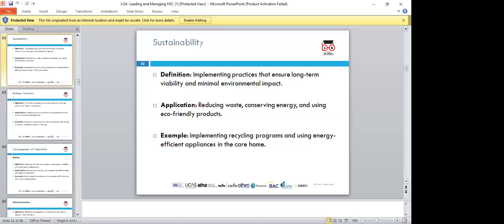Definition: implementing practices that ensure long-term viability and minimal environmental impact. Application: reducing waste, conserving energy, and using eco-friendly products. Example: implementing recycling programs and using energy efficient appliances in the care home.